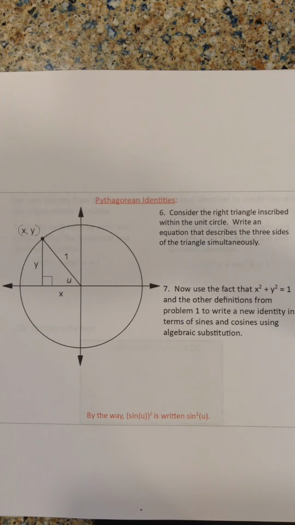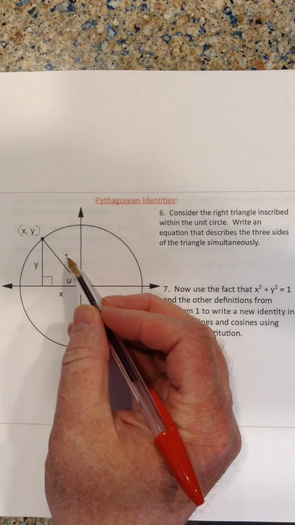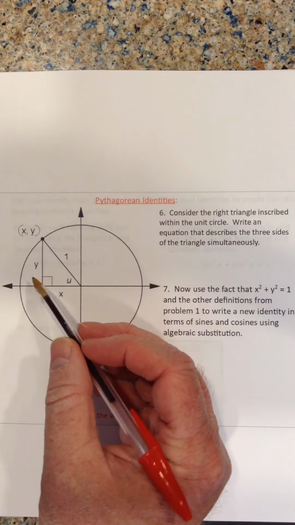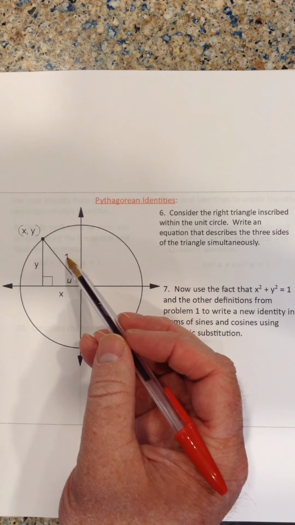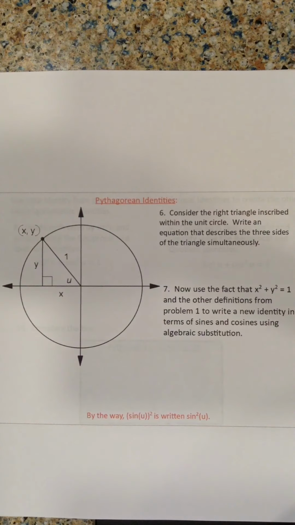Consider the right triangle inscribed within the unit circle. Write an equation that describes the three sides of the triangle simultaneously. Okay, well, you can tell that it has a radius of 1, and it has these two sides x, y. So the hypotenuse is 1, right?